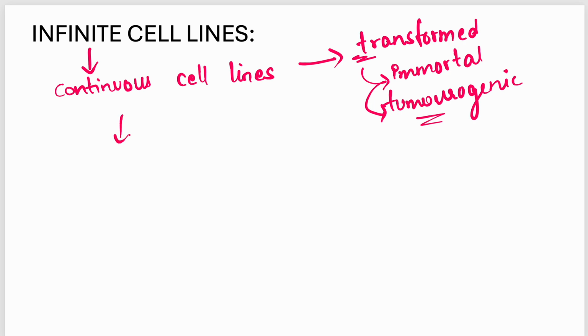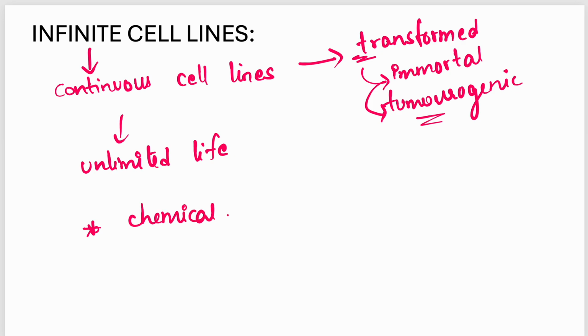Why does it have unlimited life? Because there is some treatment undergone by the primary culture which makes them immortal. And what is the treatment? Treatment may be with chemical carcinogens. Carcinogens are cancer causing agents.